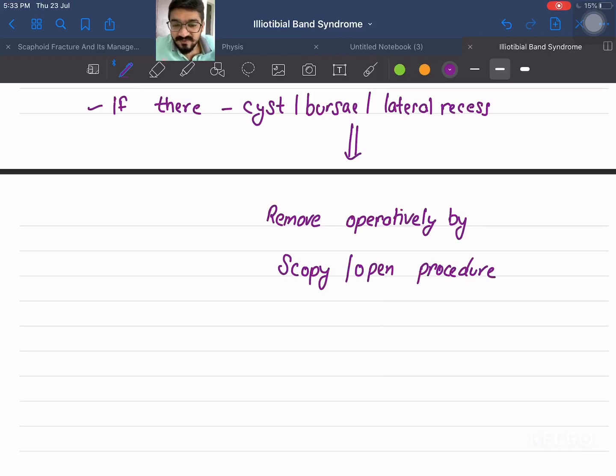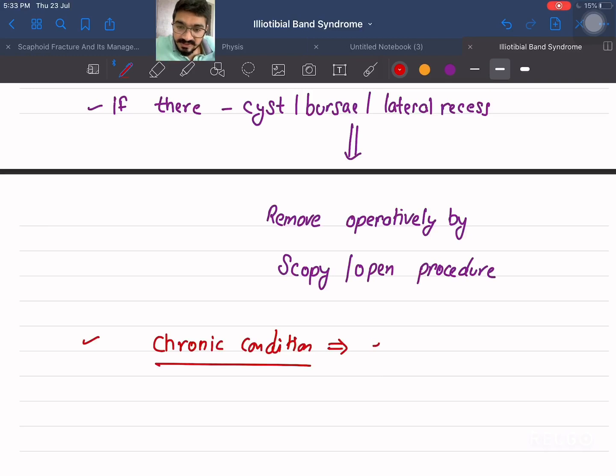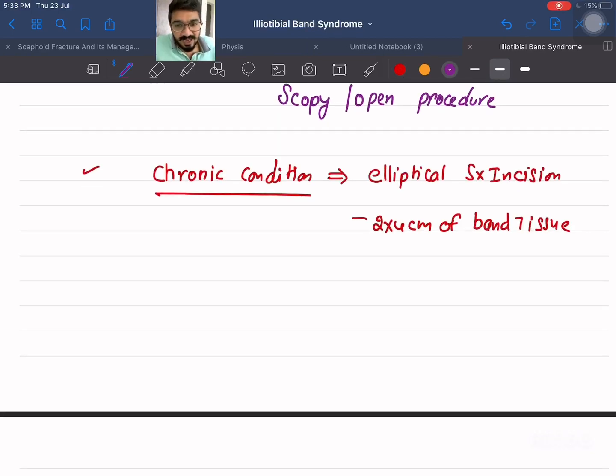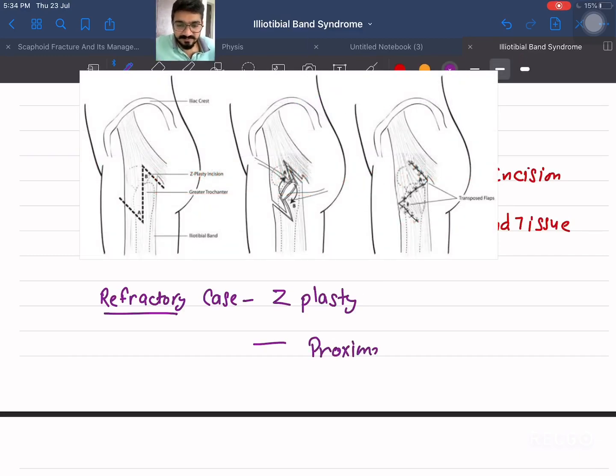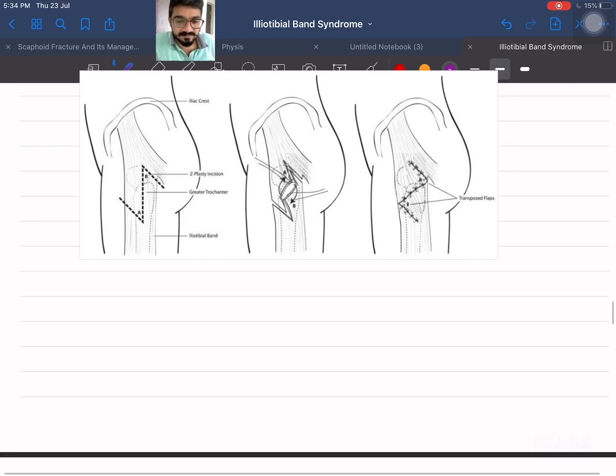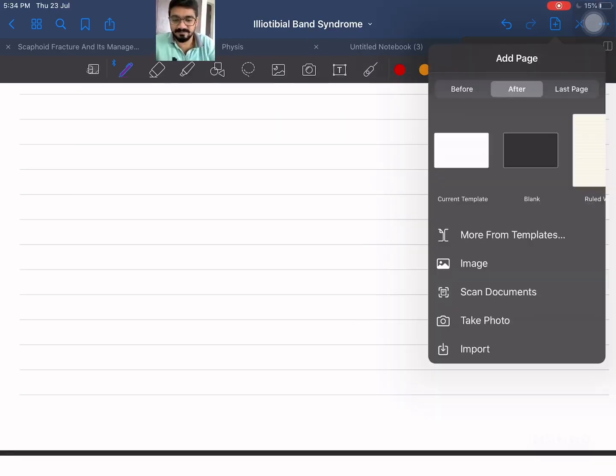And those who are suffering from chronic conditions because of non-operative failure, in such cases we can go for an elliptical surgical incision and remove a part of the band tissue. Approximately 2 by 4 centimeters of that band tissue should be removed, and that will actually help. And in case of refractory cases, we should go for Z-plasty, and that is done in the proximal aspect of the iliotibial band. Thank you.